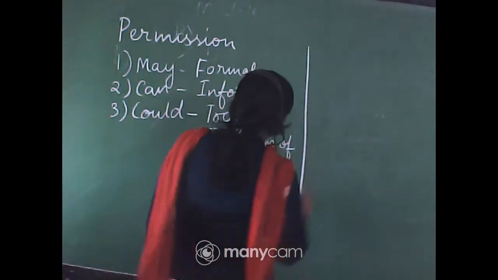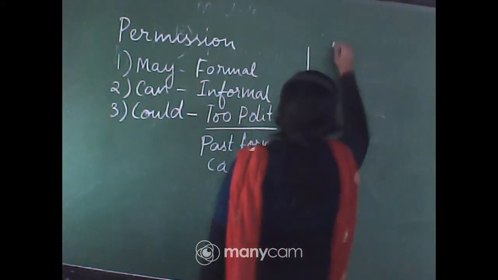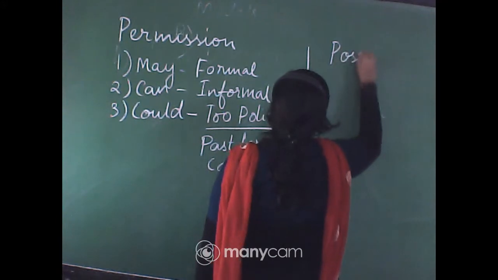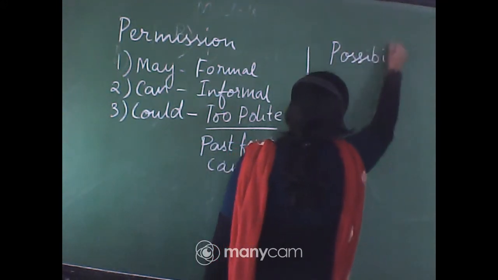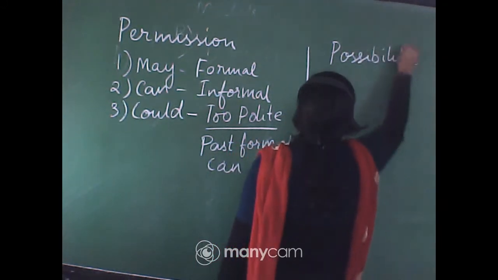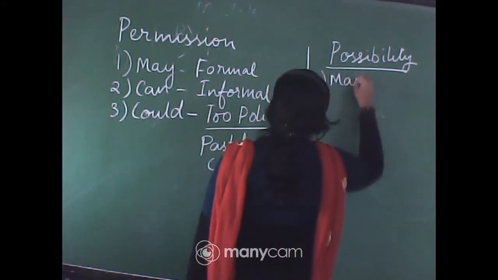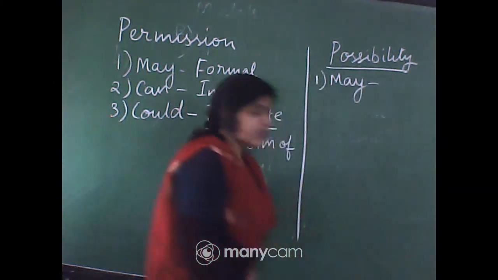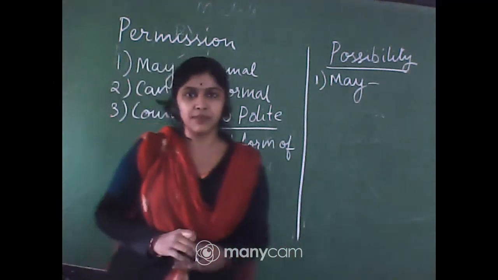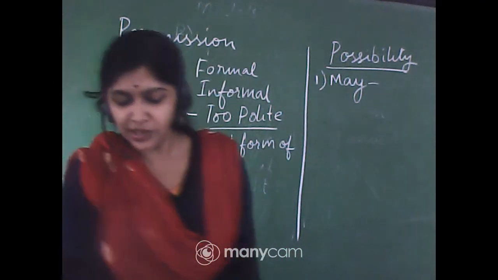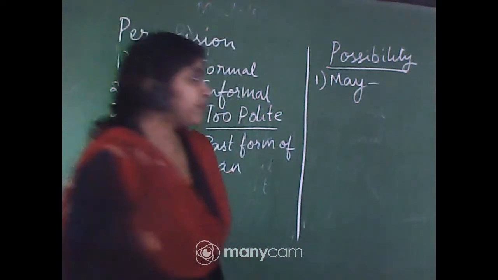Now, this is permission and this next is possibility. All these things are given in your book. For possibility, the first thing we are going to study is may. May is used to suggest a good possibility of something happening. It is stronger than might. Okay.